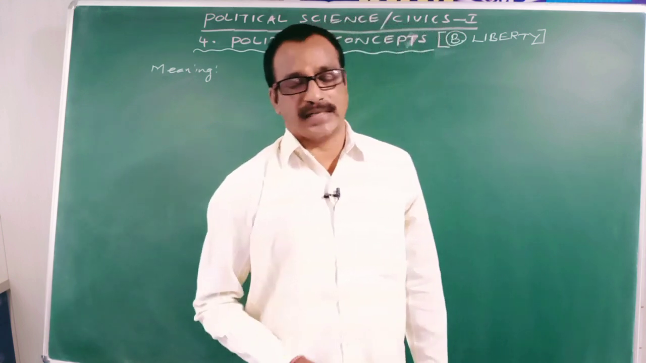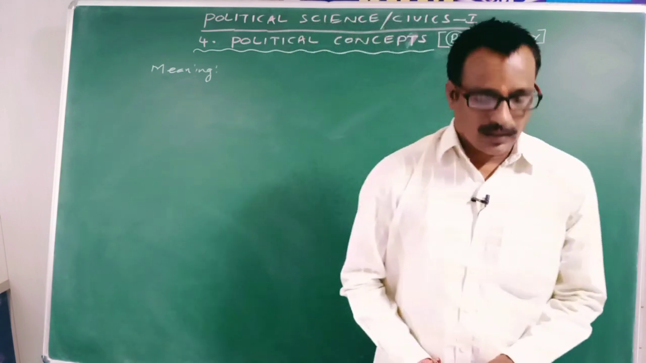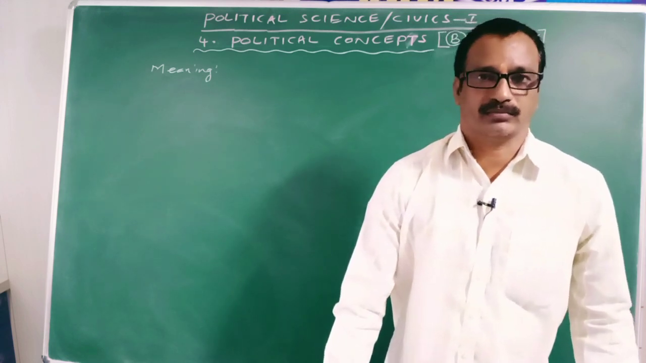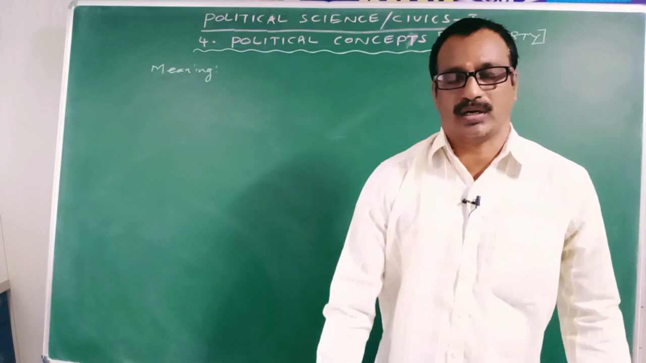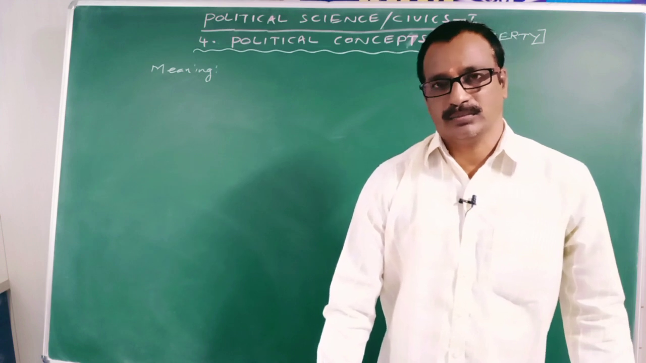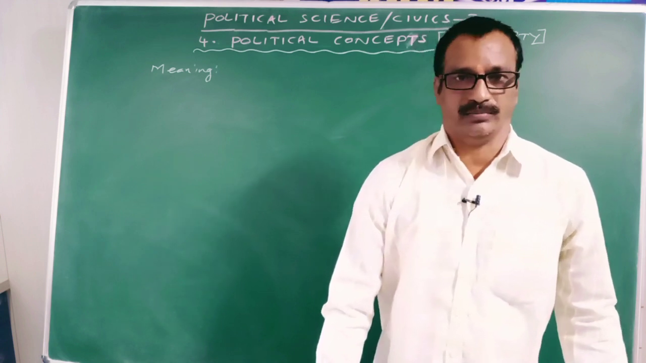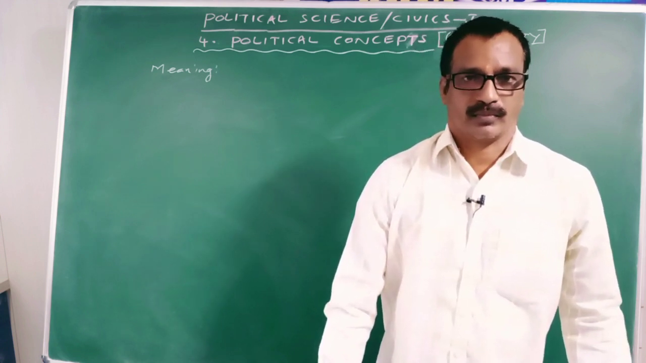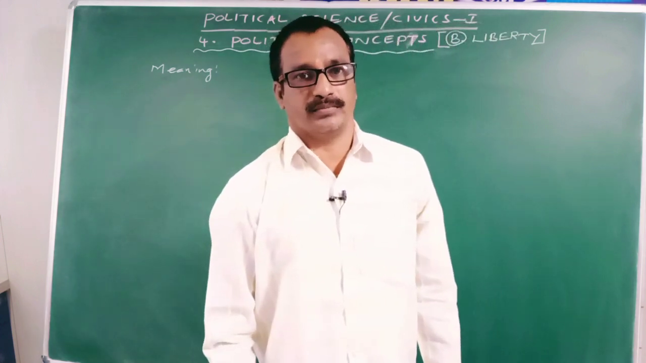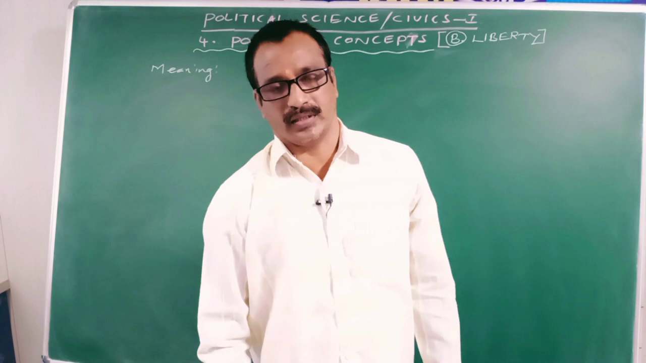Coming to classification of law. Broadly, laws are divided into two types. One is natural law, another one is positive law. Natural law is unwritten, whereas positive law is written. Then positive law is again divided into two types, national law and international law.